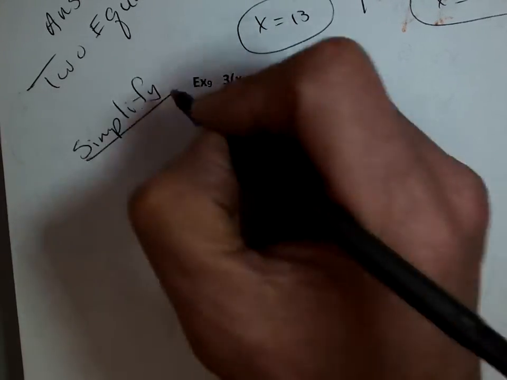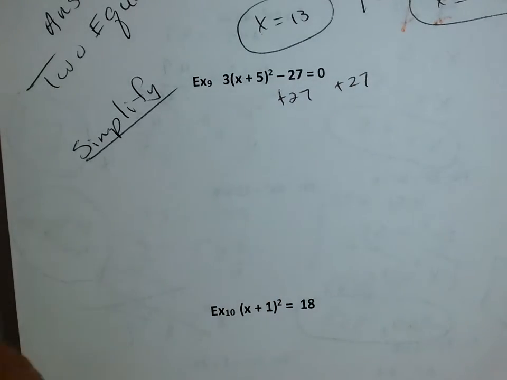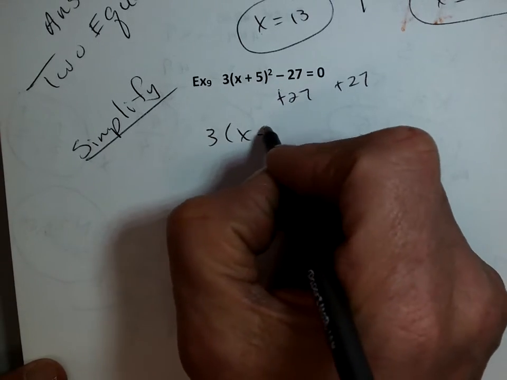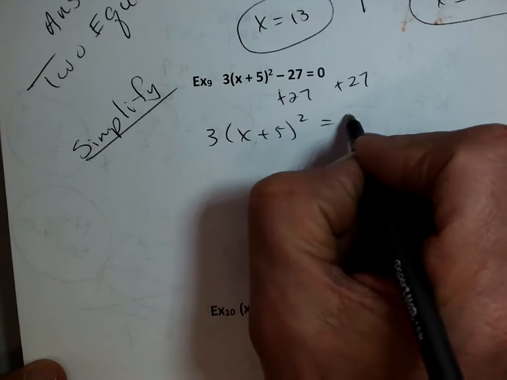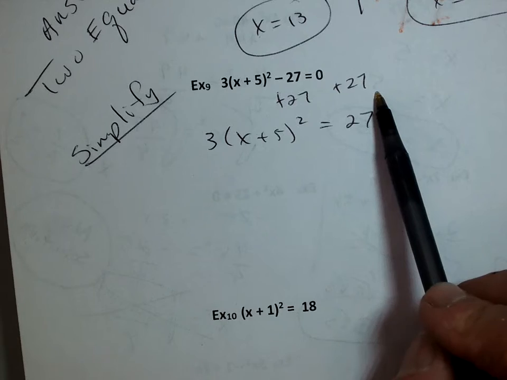Simplify as much as we can, right? Plus 27, plus 27. Okay, let's simplify as much as we can. I've got 3 times (x plus 5) squared equals 27. All I did was plus 27 on both sides, that's all I did. Okay, bring this over.